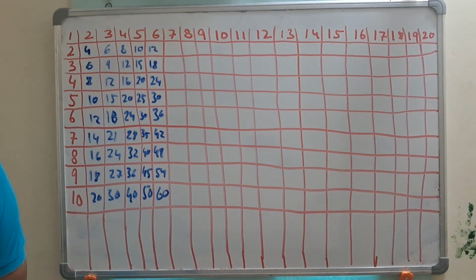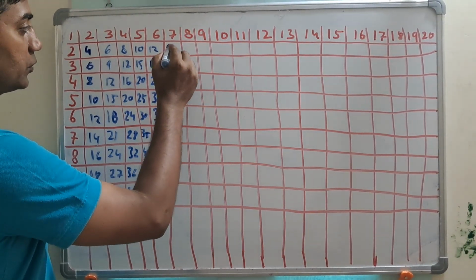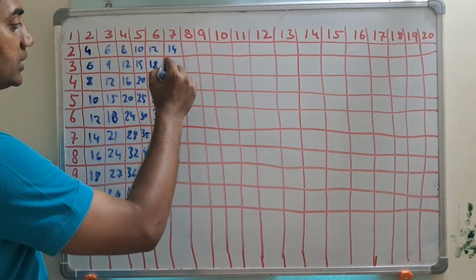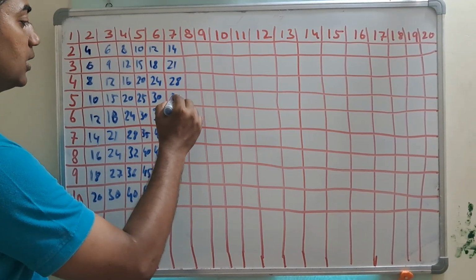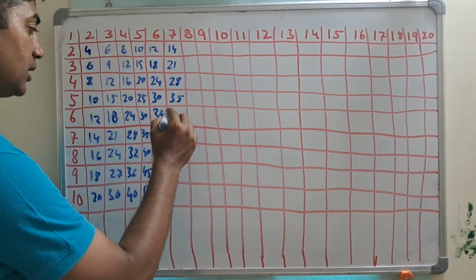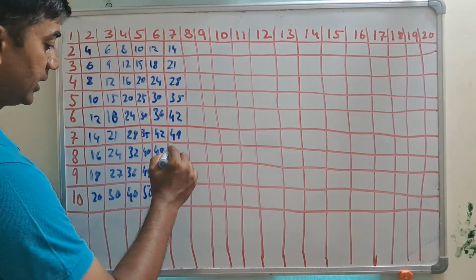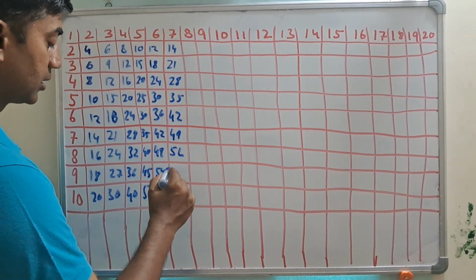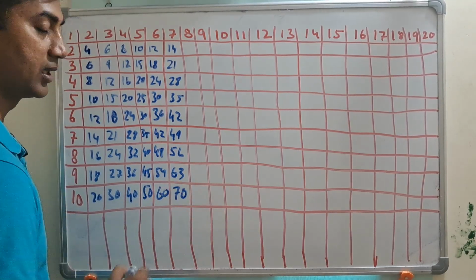Our next table is 7. 7 1 ja 7, 7 2 ja 14, 7 3 ja 21, 7 4 ja 28, 7 5 ja 35, 7 6 ja 42, 7 7 ja 49, 7 8 ja 56, 7 9 ja 63, 7 10 ja 70.